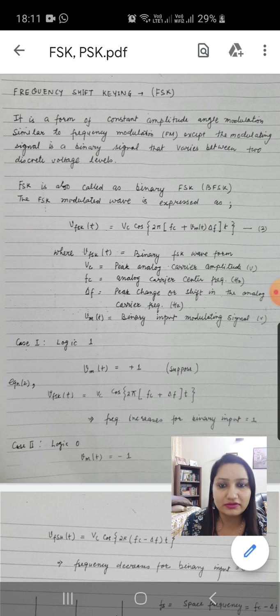So now in this case, the digital modulating signal is going to modulate or modify or shift the analog carrier by changing its frequency, right? So that is why it is the frequency shift keying. So in this case, the frequency of the analog carrier is going to be shifted by the binary or the digital modulating signal or the information signal. So this is the frequency shift keying.